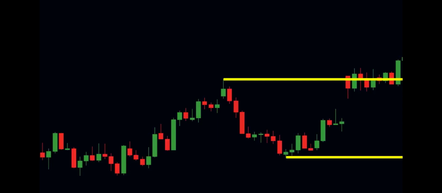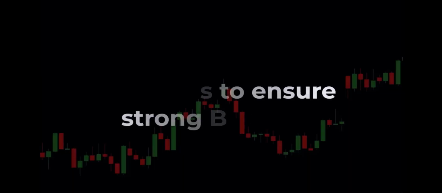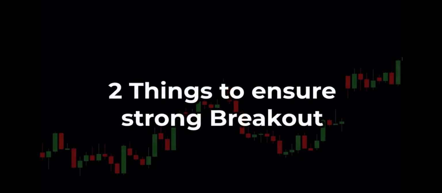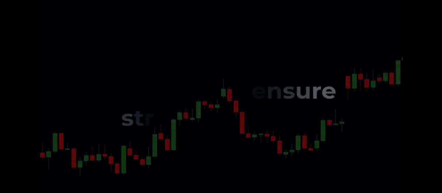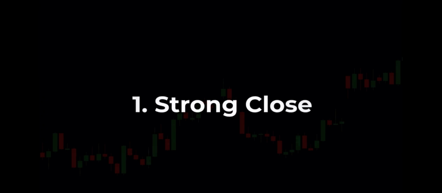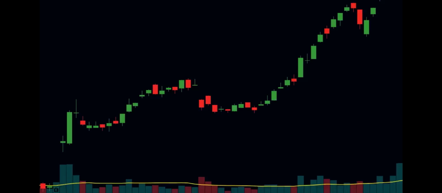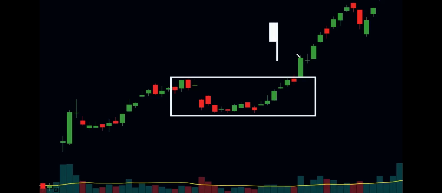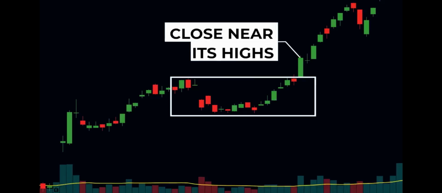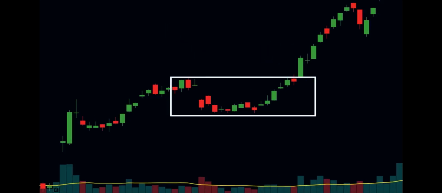Now, we want the price to break above the Darvas box for our entry. At the point of entry, we want two things to ensure a high probability breakout. Number 1, we want the breakout candle to have a strong close. This means that the close of the breakout candle should be near its highs. In other words, the breakout candle should have a very minimal upper wick. If the candle has a larger upper wick, we will not enter.